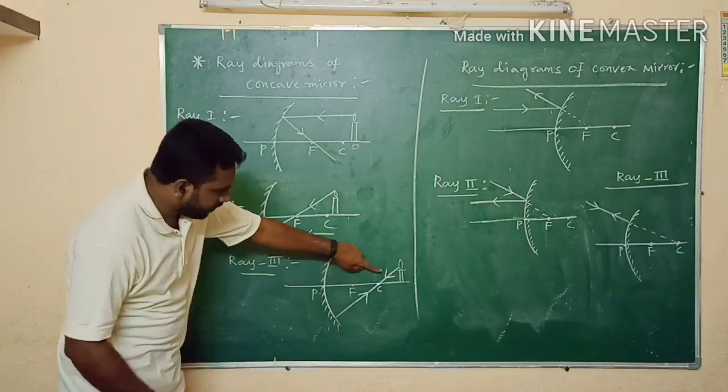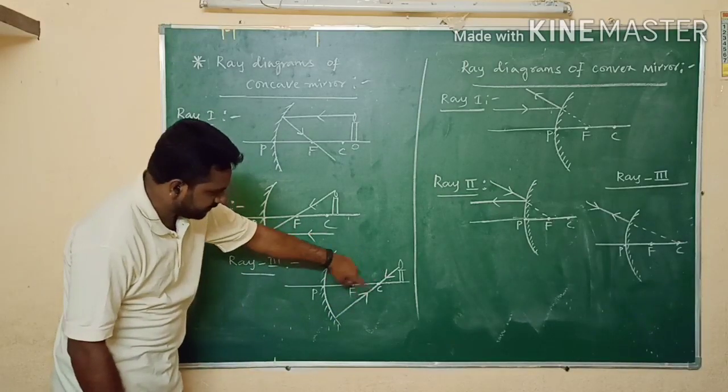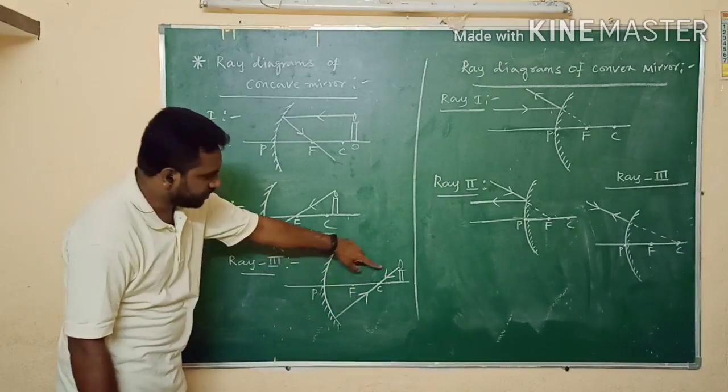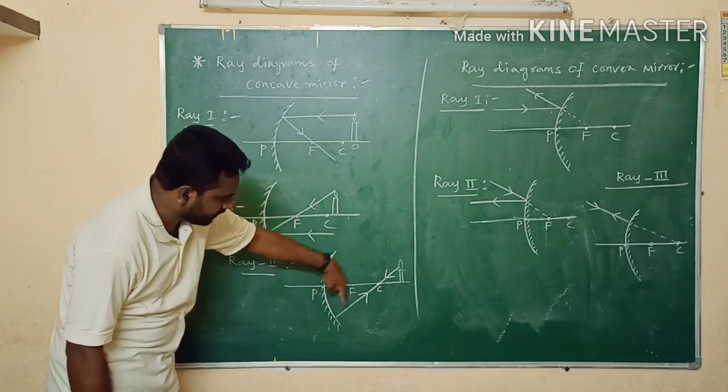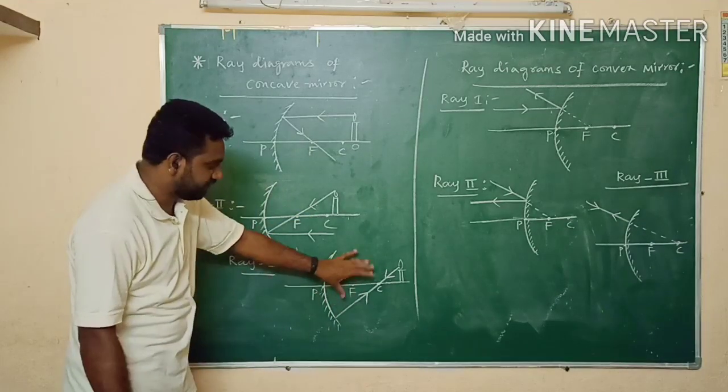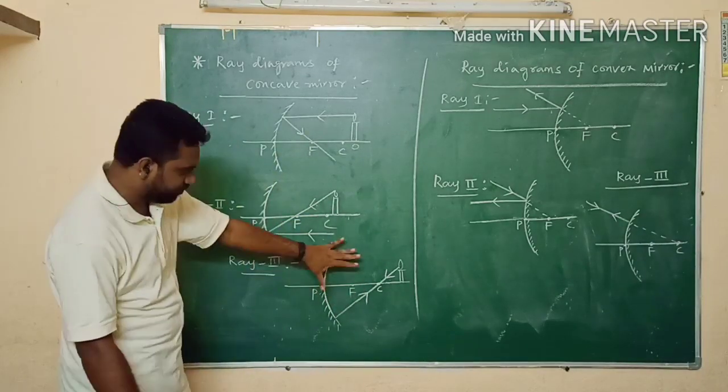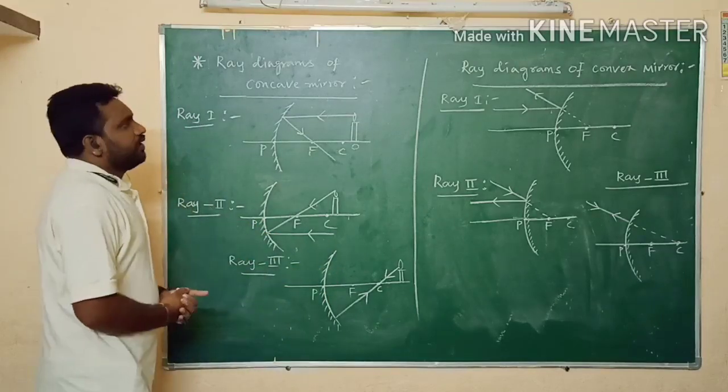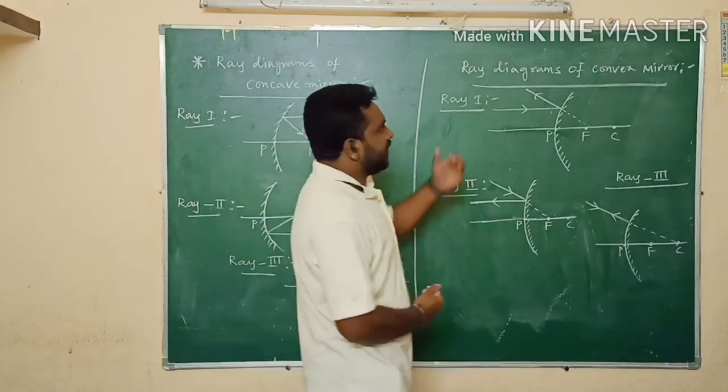And here you have to observe the two arrow marks in the same line. This is the incident ray, and this one is representing the reflected ray. It is representing two rays here. Observe it carefully. And next we will discuss the ray diagrams of the convex mirror.